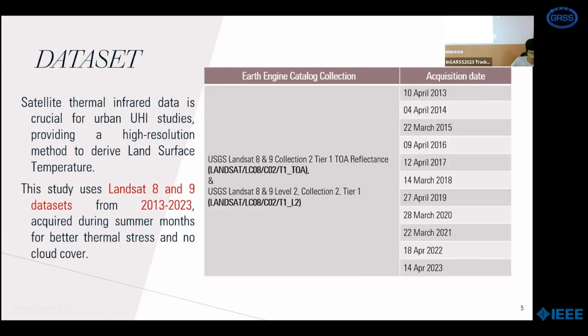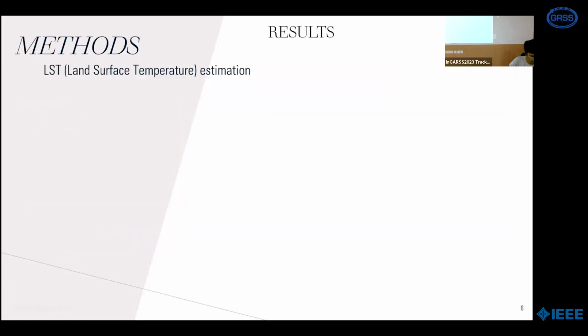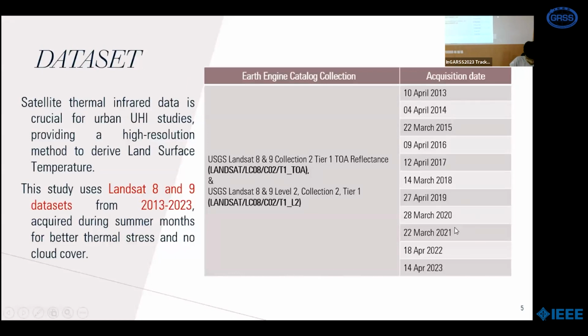In this study, we have used Landsat 8 and 9 datasets, both top of the atmosphere reflectance and surface reflectance collection, from 2013 to 2023, acquired during summer months for better thermal stress and no cloud cover. Here are the dates of the images, which are of March and April for each year of the study period.